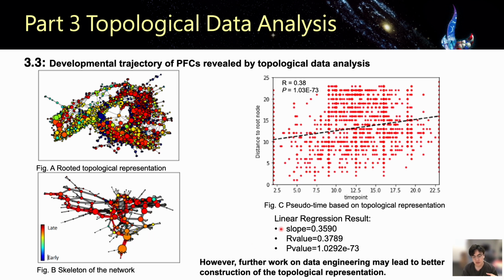And then finally, we also calculate the pseudotime based on this topological representation and try to fit it with the actual time point. We got the result as a significant p-value with an R value of 0.37, and from this we can conclude that the topological analysis can capture the patterns of the traditional developmental trajectory, but there is still room for improvement. We believe that further work on data engineering may lead to a better construction of the topological representation, and maybe we can fit the real time point better.